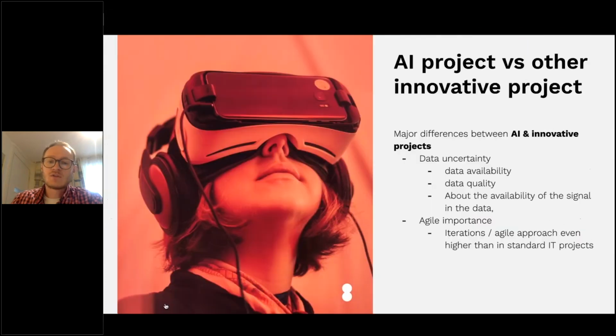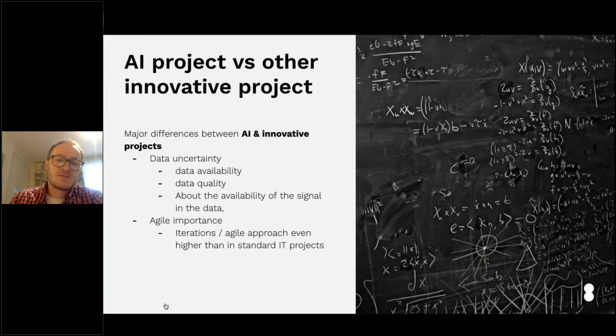And you might be also asking yourself, hey, is an AI project different from any other innovative projects that we're running in the company? And of course, there's a lot of resemblance, and of course, you should follow the standard methodologies that you're using when delivering on those types of projects. But there's a couple of things that I do want to stress that do make a difference between AI and other types of innovative projects.